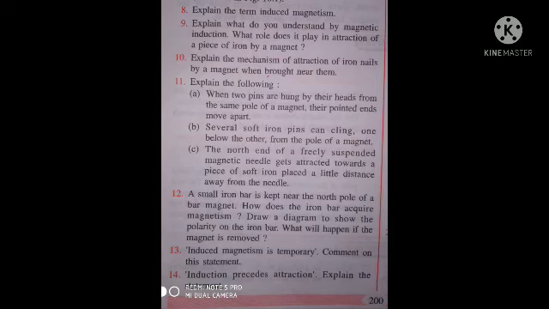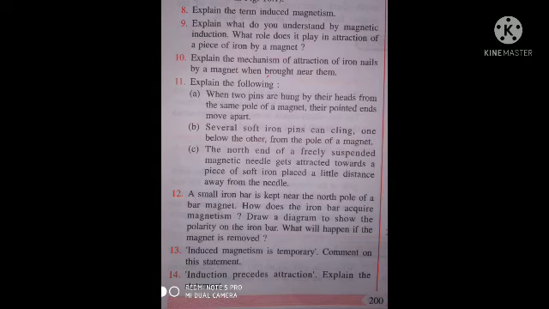B part. Several soft iron pieces are clinging one below the other from the pole of a magnet. Because, answer is, the magnet induces magnetism in an iron nail which gets attracted by the magnet and clings on to it. This magnetized nail magnetizes the other nail nearby it by magnetic induction and attracts it.